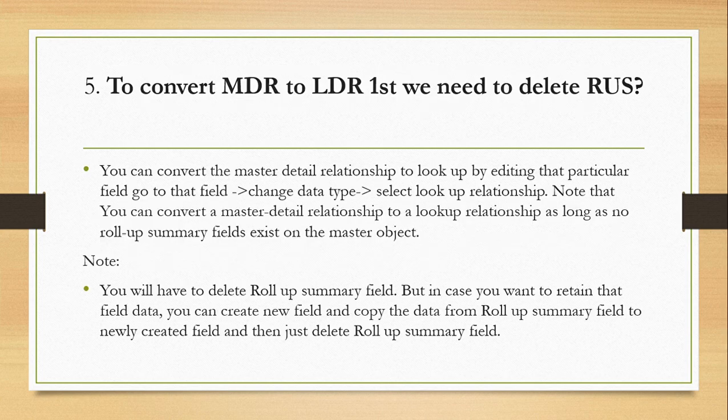Once you have the lookup with each record having a parent, you can go back and convert the lookup into master detail. To convert a master detail relationship to a lookup relationship, first we need to delete the roll-up summary fields. When you convert, first check whether any roll-up summary field is using the master detail relationship from the child records. If yes, first delete the roll-up summary field. Then after that you can convert the master detail relationship into a lookup relationship.